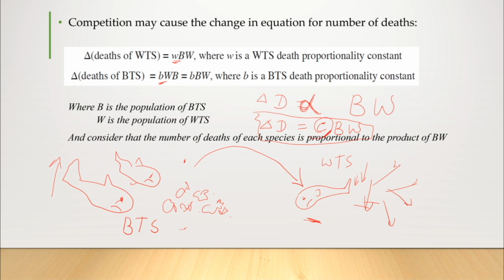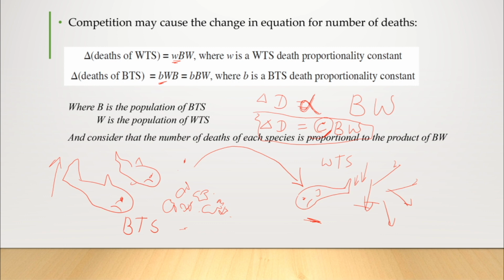Well, so those are the things that we have to consider in this case. Where W is the death proportionality constant for the WTS, and the symbol B is the death proportionality constant for the BTS. But both of those, in the equations, you can say, are equivalent to the multiplication of both populations, right? So that is what we are looking at here.